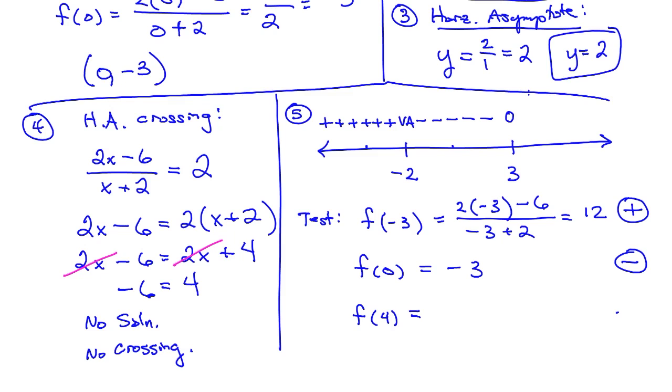And then f of 4, if you run that through the function, you get positive 1/3, and that's a positive. And so everything from 3 to infinity is positive. All right, let's put those together.